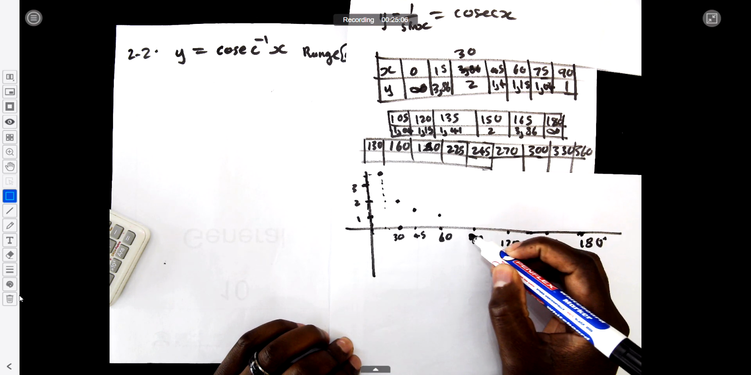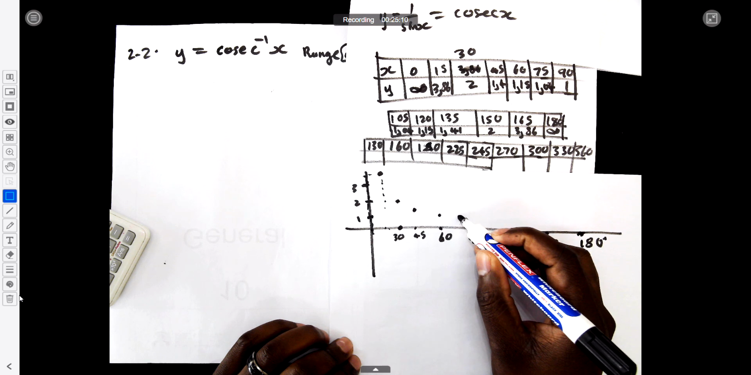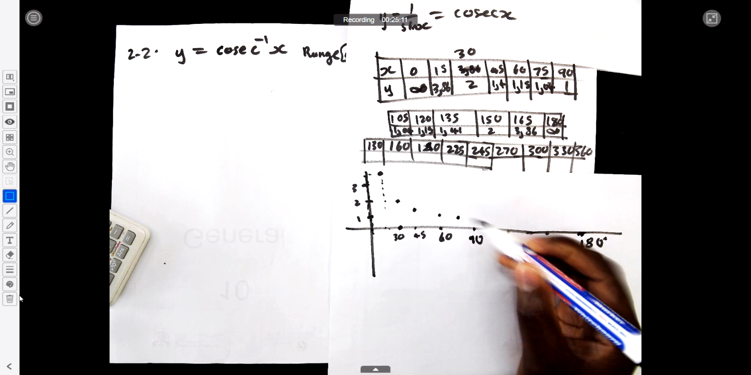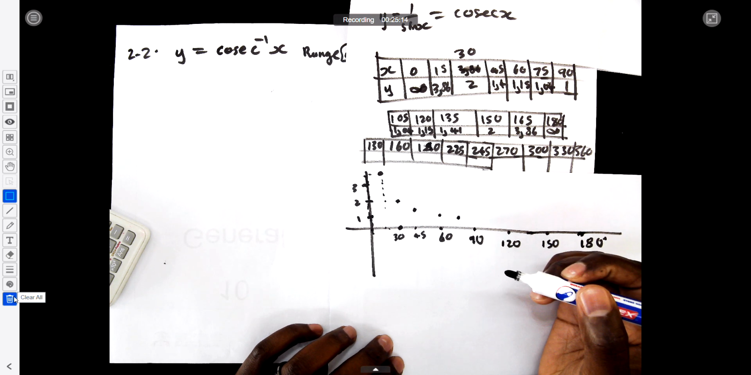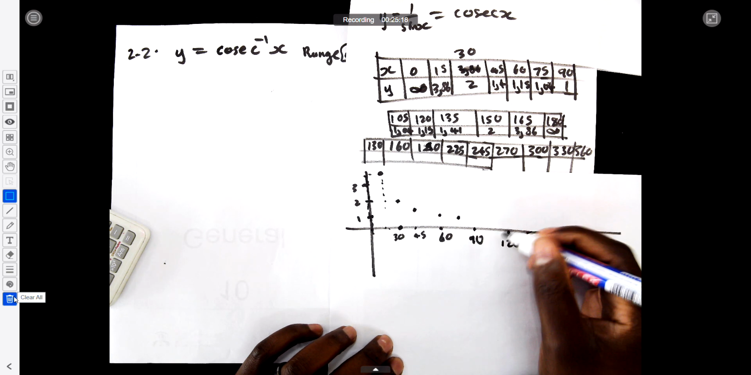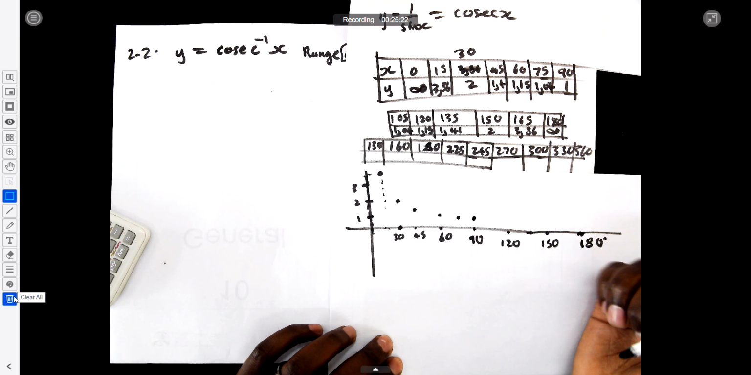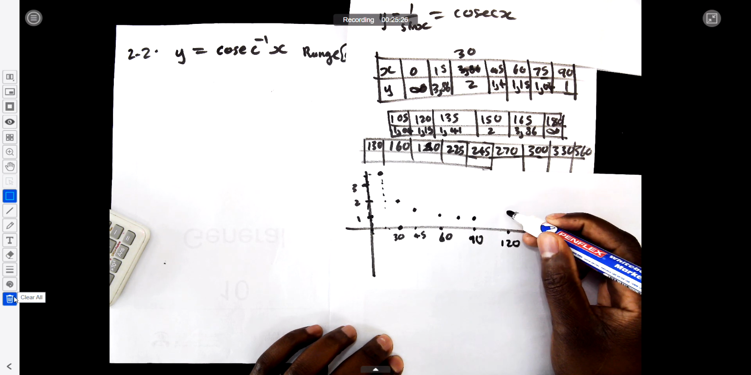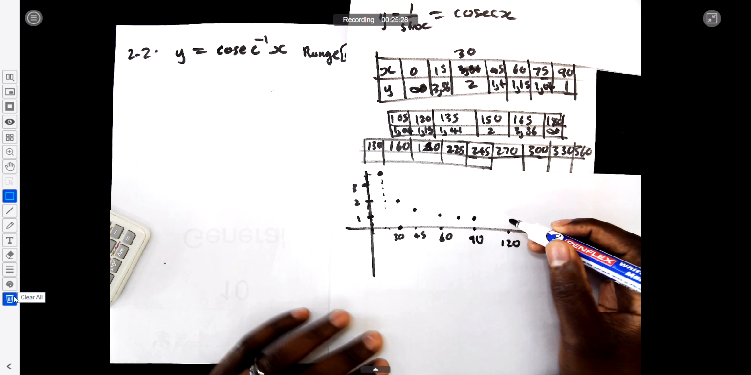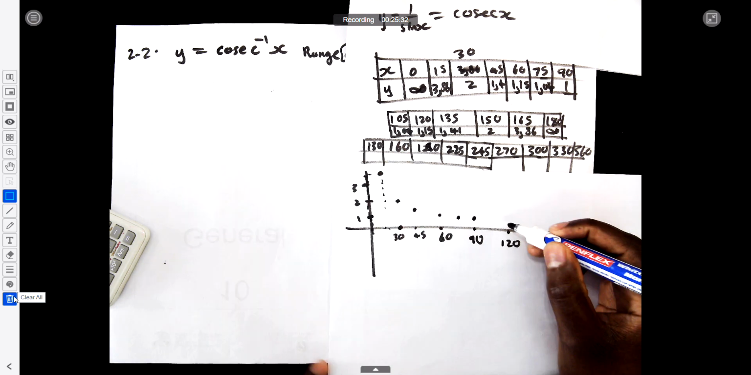Then at 75, again, it's 1.04, 1.04. Then at 90, what do we have? It's exactly 1. At 90, exactly 1. But at 120, I hope you see it start going where? At 1.04. 1.04 at 120.